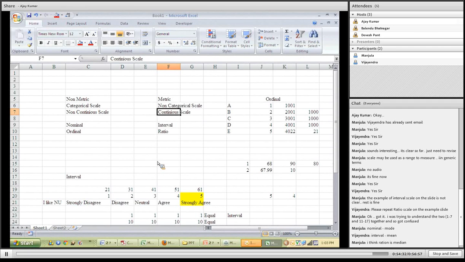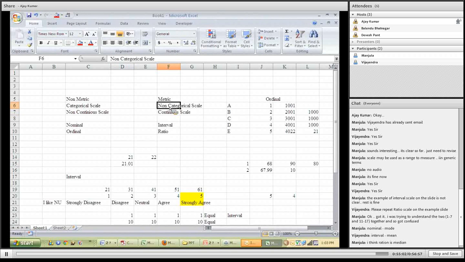Which means that if you are 20 years of age, 20.1 is also possible. So there is no break in between. Which means 21, 22, and even a value of 21.01 is possible. So that is why it is a continuous thing. 21.1, 21.2, 21.3, that is all possible, and that is why it is called a continuous scale, right?